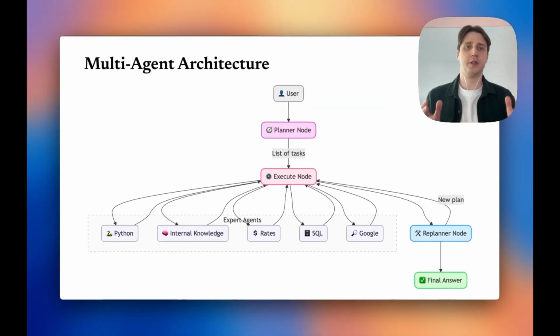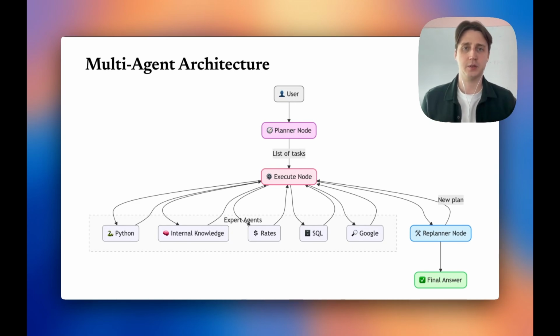So putting it all together, here's our complete multi-agent architecture. The user query is first processed by the planner node, which generates a list of tasks. These tasks are then executed by specialized expert agents, including Python, internal knowledge, rates data, SQL queries, or Google search. After execution, the replanner node evaluates the results and either delivers the final answer or creates a new plan for additional execution. This modular approach allows us to continuously improve individual components and expand capabilities over time.